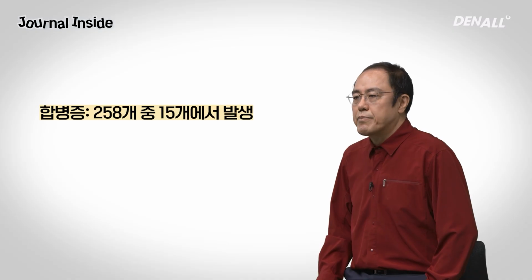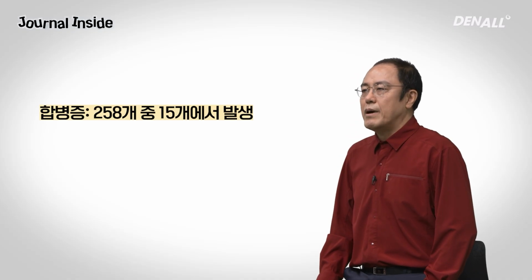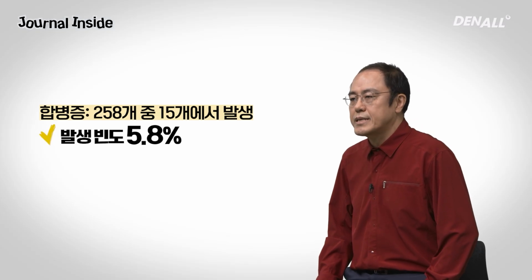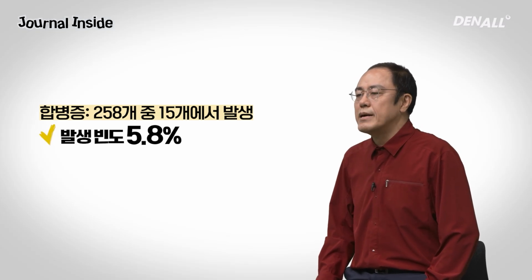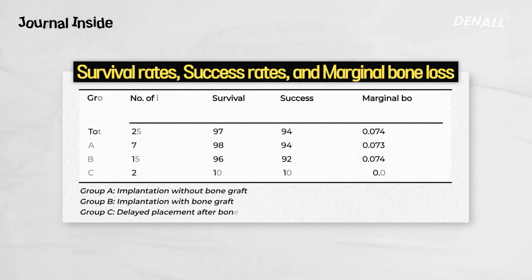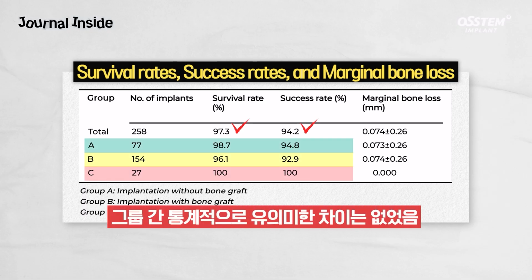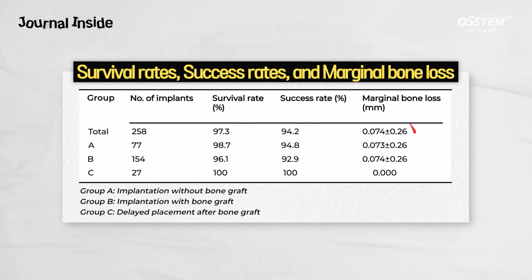Among the 258 implants, complications occurred in 15 implants. So the incidence rate was 5.8%, not suggesting any statistically significant differences among the groups. Overall implant survival rate was 97.3%. The success rate was 94.2%, and they did not show any statistically significant differences either among the 3 groups.